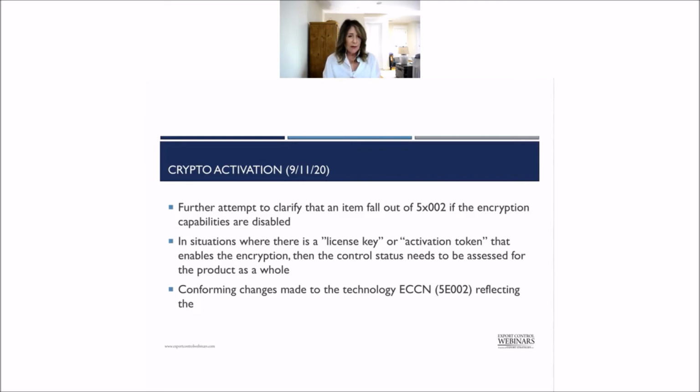The concept of crypto activation has been out there for years, and so it's a change. Again, it came out of Wassenaar. Basically, the language changed and became more specific, so that companies who didn't quite understand it now have in the regulations a lot more guidance and clarity about having something activated versus deactivated and what that means. There have also been some conforming changes to the 5E002.